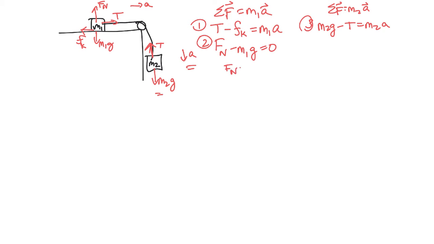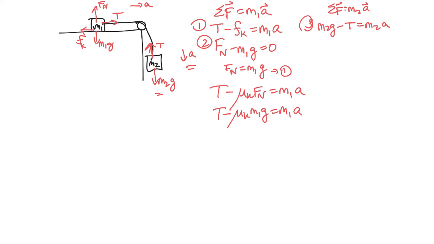This one is telling us lovely things like Fn equals M1G. And then when we plug that into equation 1, T minus mu K Fn is M1A, and Fn, we just said, was M1G. Okay, so now this guy and that guy will give us some good stuff.